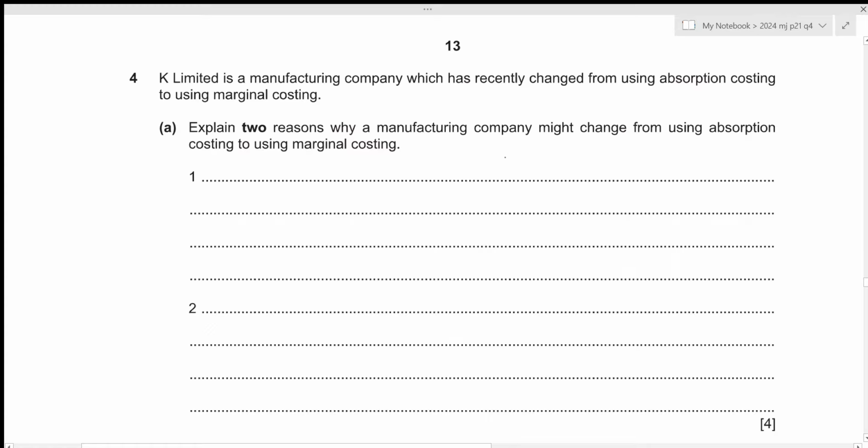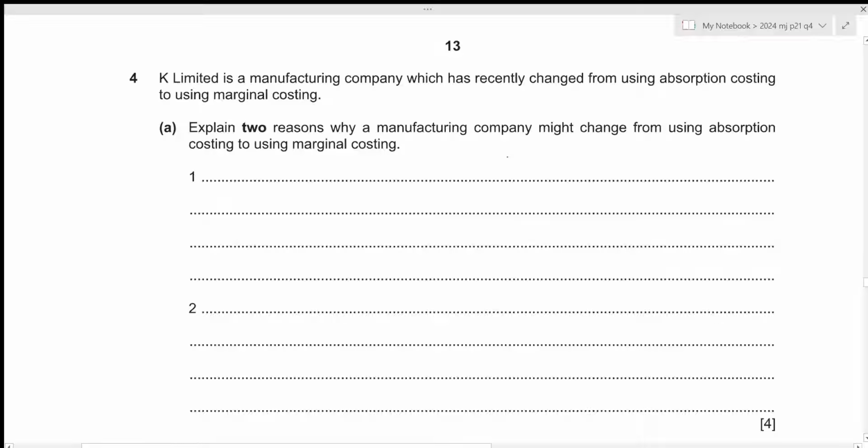And in this video, we'll be going over A-Level Accounting 2024 May-June Paper 2-1 question number 4. This is paper 2, which consists of 4 questions. 2 of them will be of 30 marks and 2 of them will be of 15 marks. And the total time limit for this paper is 1 hour and 45 minutes.